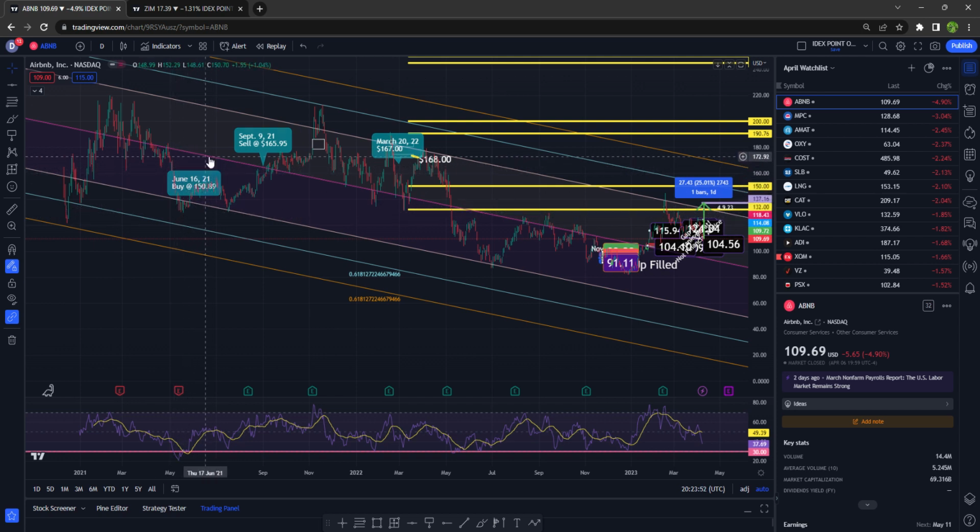But if we are down here, this becomes resistance. This is support and resistance. If we are up here, this is resistance, this becomes support.